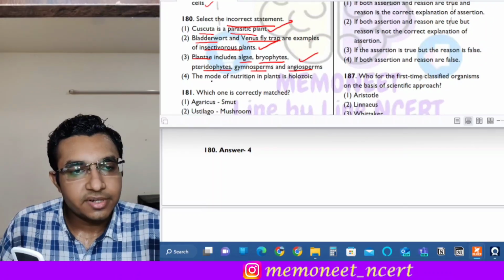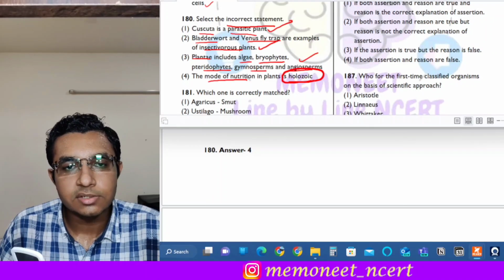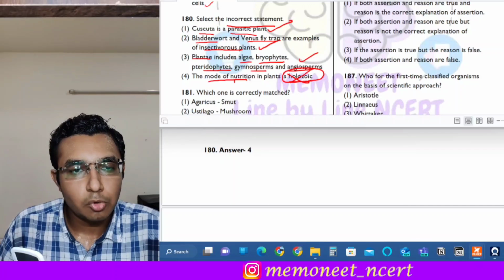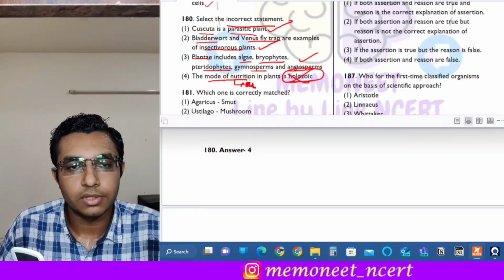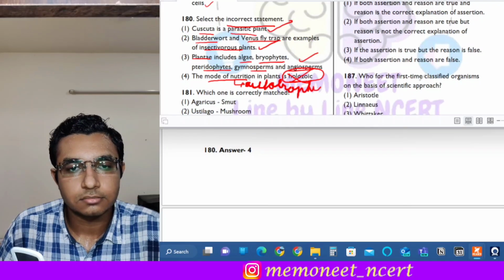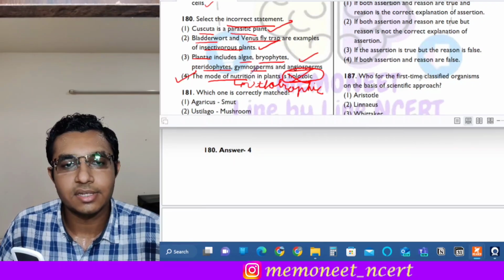The fourth statement is the mode of nutrition in plants is holozoic. Is this statement correct? No, this statement is incorrect. Why? Because the mode of nutrition in plants is what? The plants are autotrophic in nature. They are not holozoic, they do not follow holozoic nutrition. They are autotrophic. So here the correct answer will be option 4. This is the incorrect statement.